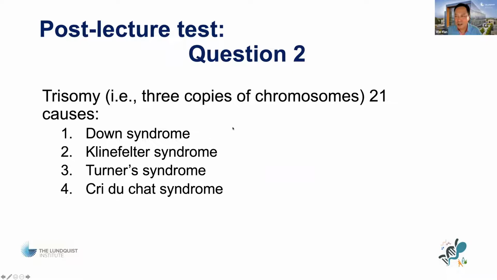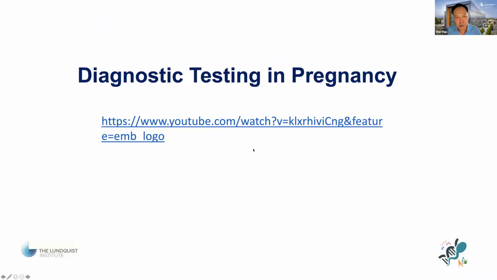Again, I remember that 79% got this question wrong. So obviously now you know that trisomy 21 causes Down syndrome. Klinefelter syndrome is caused by an extra X chromosome, or sometimes two or three extra copies of the X chromosome. Turner syndrome is caused by the missing of one X chromosome. And cri du chat syndrome is caused by the microdeletion of the short arm of chromosome 5. So I just want to stop here.